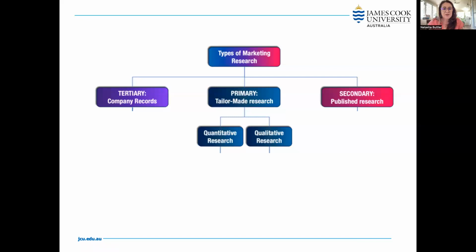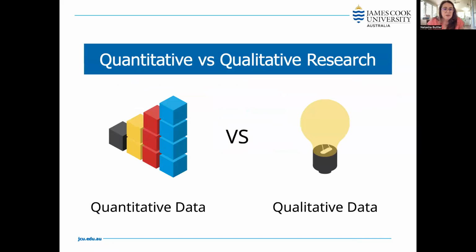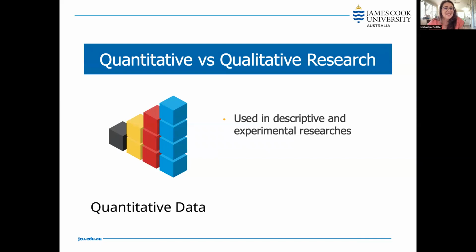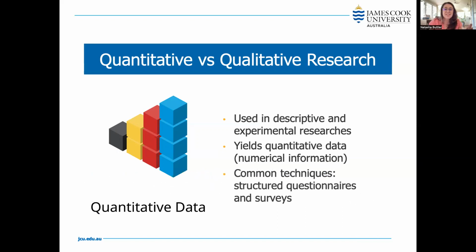So let's have a look at this a little bit further. As we've spoken about, we need to consider whether we're undertaking quantitative or qualitative research. Quantitative research is descriptive. It describes what's going on, and we use that in experimental research. It yields quantitative data, that is numerical information. Common techniques where we're using our quantitative data are structured questionnaires and surveys. So for example, please tick between numbers 1 to 5 how you feel about this.